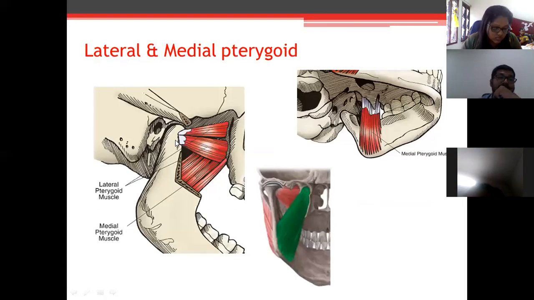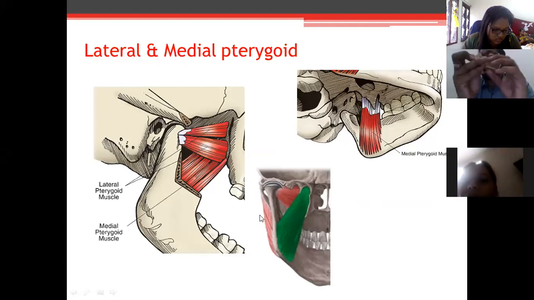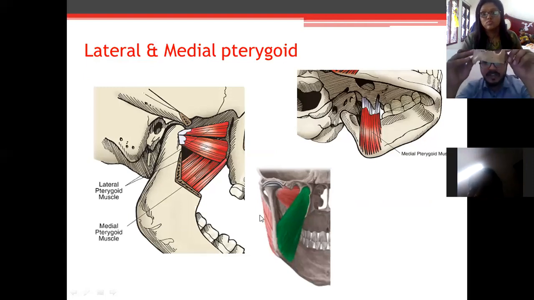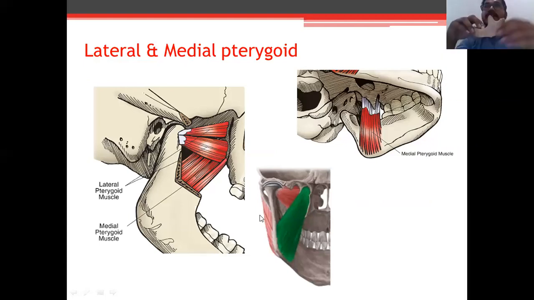And another two important muscles are the lateral and medial pterygoid muscles. So this is the lateral pterygoid muscle, and the green color is the medial pterygoid muscle. The medial pterygoid muscle inserts on the inner aspect of the mandible, whereas your masseter inserts on the outer aspect of the mandible. Suppose this is the mandible. Your masseter will insert here, and your medial pterygoid will insert here. This is the striation for the medial pterygoid, and this is for the masseter.